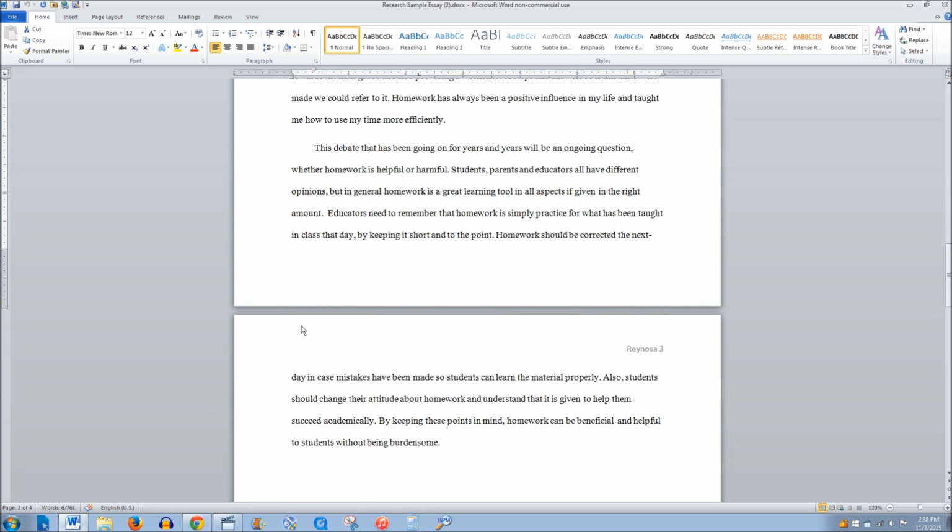And then she finishes with the conclusion, the call to action. What should people do? Make sure the homework is corrected the next day so students can adjust. Students should change their attitude. That's what needs to happen. The conclusion is what needs to happen next.